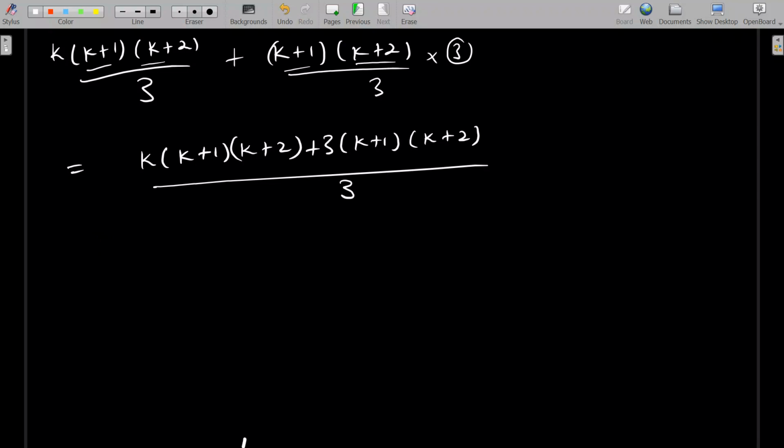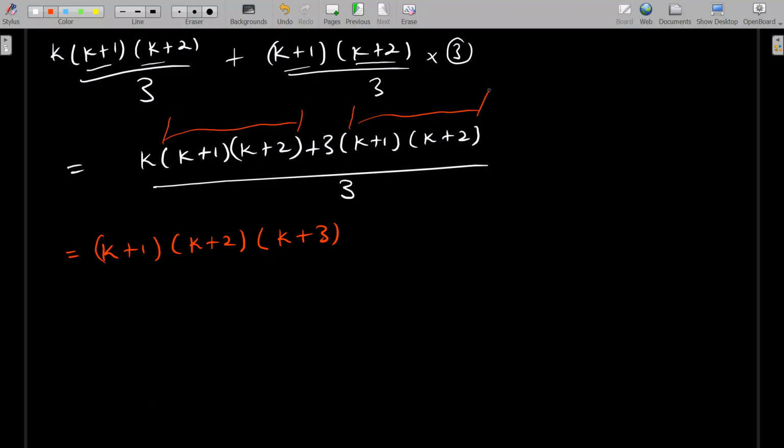Now I have some terms happening on both sides. I have this whole thing here and I have it here as well. So I can factor it out, right? So I can write this as k plus 1 into k plus 2 into what? K plus 3, right? Because when I factor this out, here we'll be left with 3, and that is this 3. Here we'll be left with k, and that is this k, right? So actually we've done nothing new. All of these over 3.